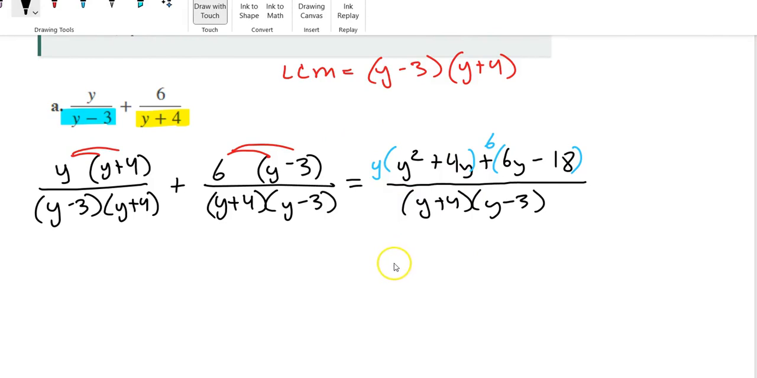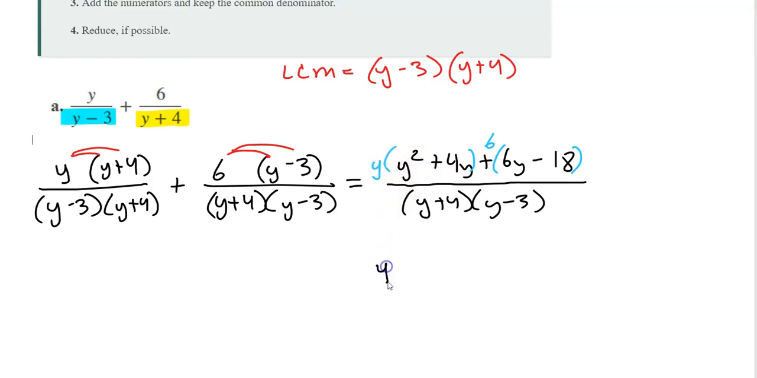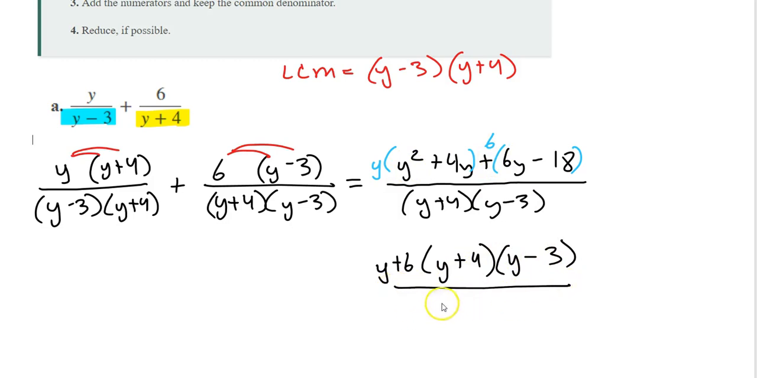Well, this is going to end up being right here. I'm going to end up getting a y plus 6. Well, when I factor that y out of this one, I'm going to end up having a y plus 4. Well, when I factor a 6 out of this one, notice that 6 went over here. So that's going to leave me with a y minus 3. And then notice here on the bottom, I have y plus 4, and then y minus 3.